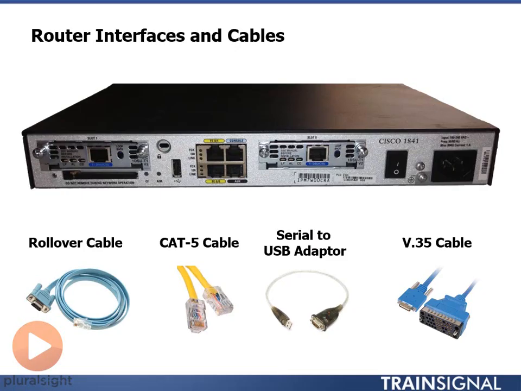So before we get into that though, we have to take a look at the router that we're going to be configuring and discuss the interfaces on it and how we connect to it and whatnot. So here in this image, I have a Cisco 1841 router. This is the router that I'm going to be using to demonstrate all of the router configuration and routing protocols and networking throughout this video series.